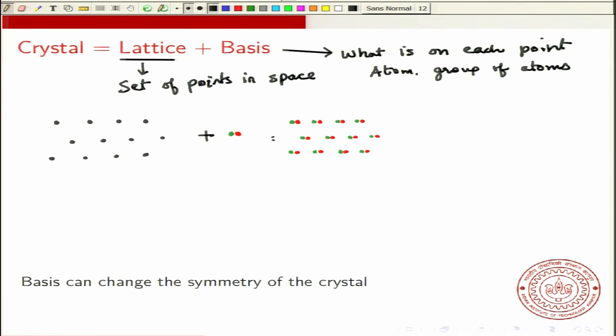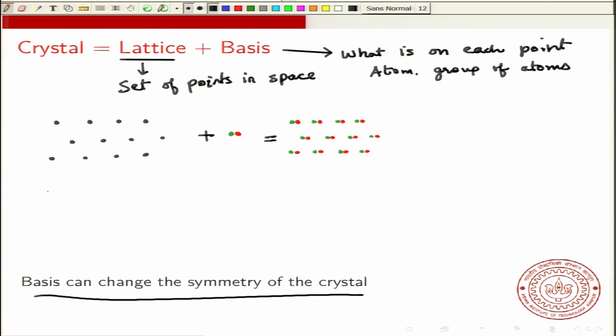And what is to be noted is that the basis actually changes the symmetry of the crystal. Now if you see the triangular lattice, it has a 6-fold axis. If you rotate it by 60 degrees you get the same thing, but if you take this crystal and rotate it by 60 degrees, you won't get the same thing, because the basis is giving it a direction. So the basis actually changes the symmetry of the crystal.